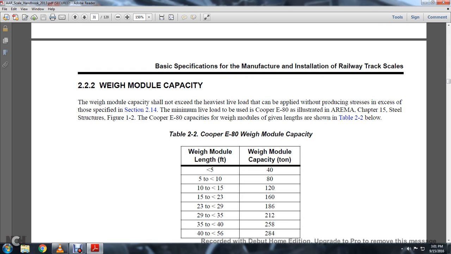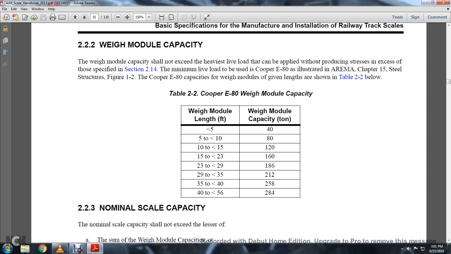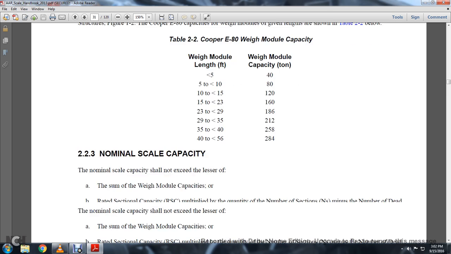2.2.2 Weighing mode capacity. The weighing mode capacity should not exceed the heaviest load that can be applied without producing stress in excess of the specification. The 2.14 minimum live load used is the Cooper E80, illustrated in the AREMA Manual, chapter 15, Steel Structures, figure 15-1.2. The capacity of the weighing mode for a given length is shown in Table 2.2. Table 2.2 Cooper E80 weighing mode capacity: greater than 5 to 10 feet is 80 tons, 10 to 15 is 120, 15 to 23 is 160, 23 to 29 is 186, 29 to 35 is 212, 35 to 40 is 258, and 40 to 56 is 284.